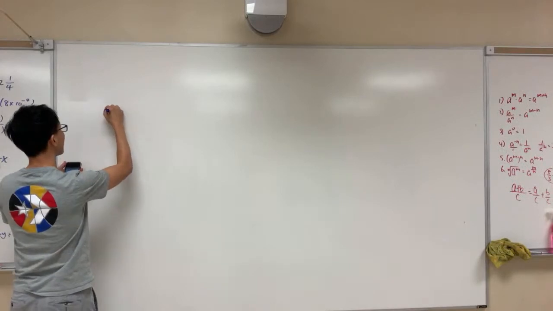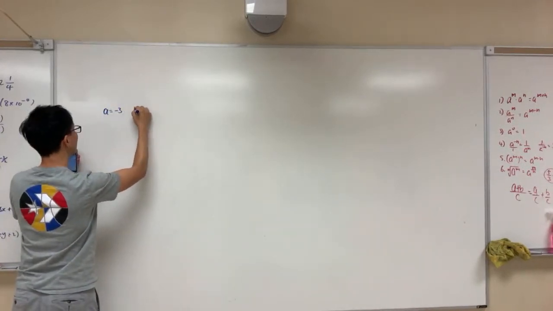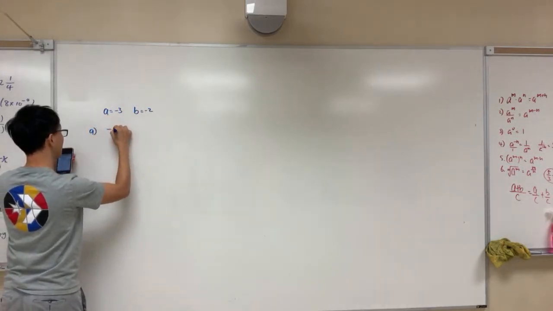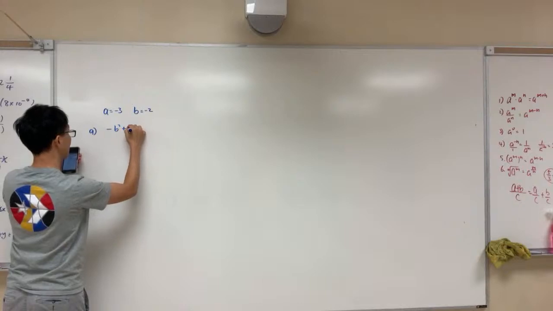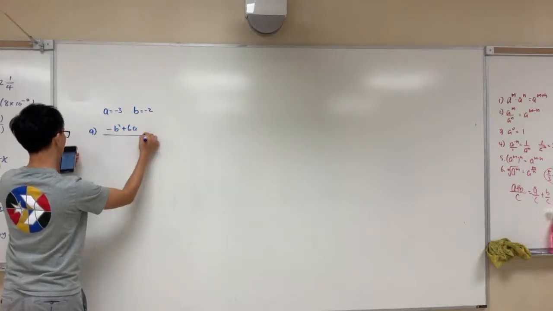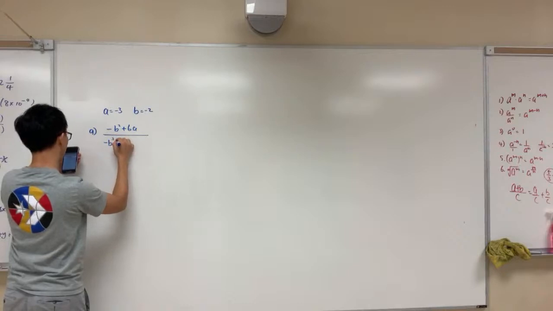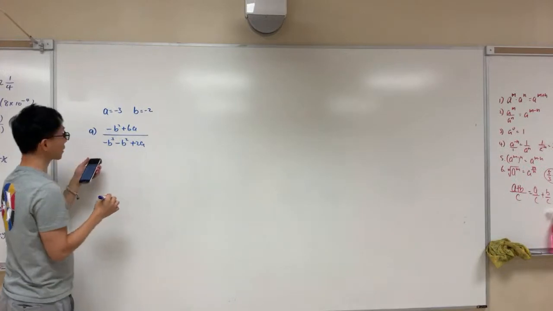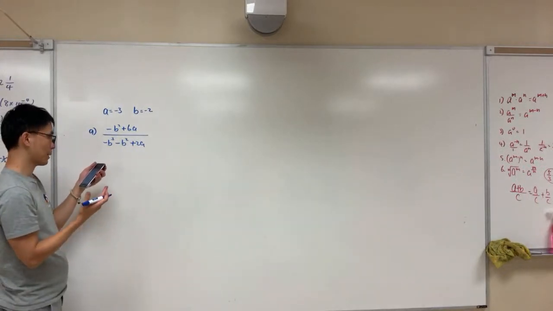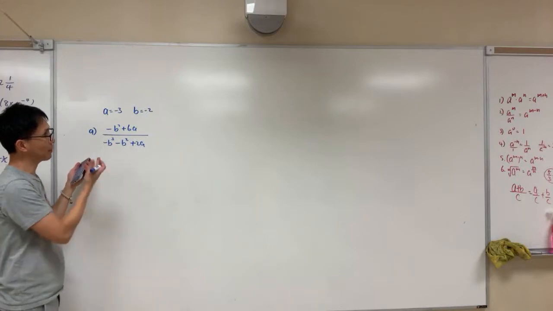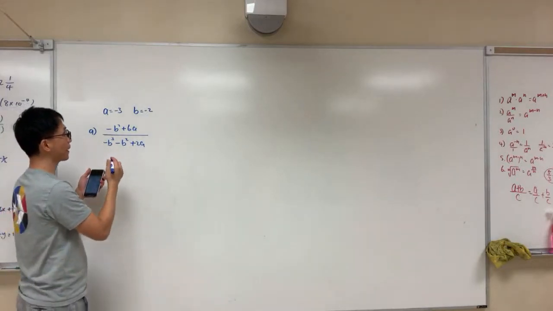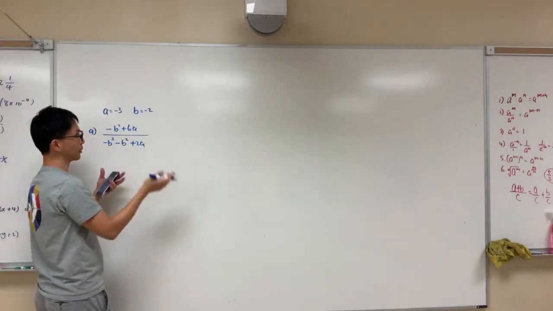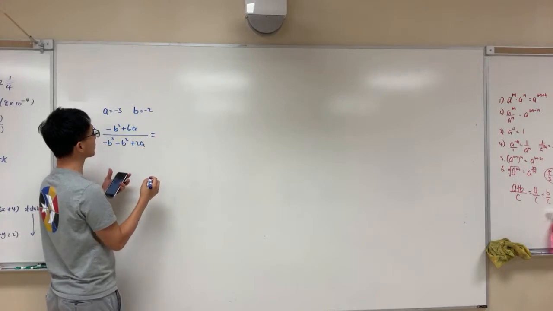The next one is that a is equal to negative 3, b is equal to negative 2. We're going to evaluate negative b squared plus 6a over negative b to the 3rd minus b squared plus 2a. So usually I make sure I copy the question right, because you don't want to waste a lot of time copying a question wrong and then your answer is wrong. Then you have to go back, so it's about investment of time.